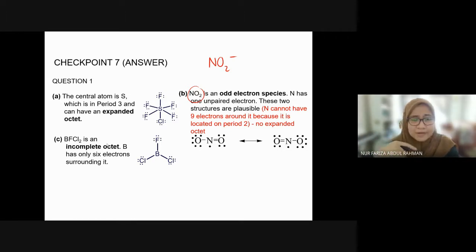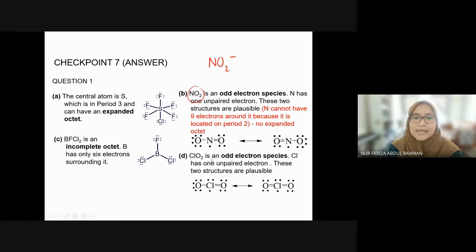Alright. So as you can see, boron has three bonds. That means it's equivalent to 6 electrons only. But we are not going to form multiple bonds with boron. Jangan pergi buat macam tu. So this is how it is. So this is incomplete.